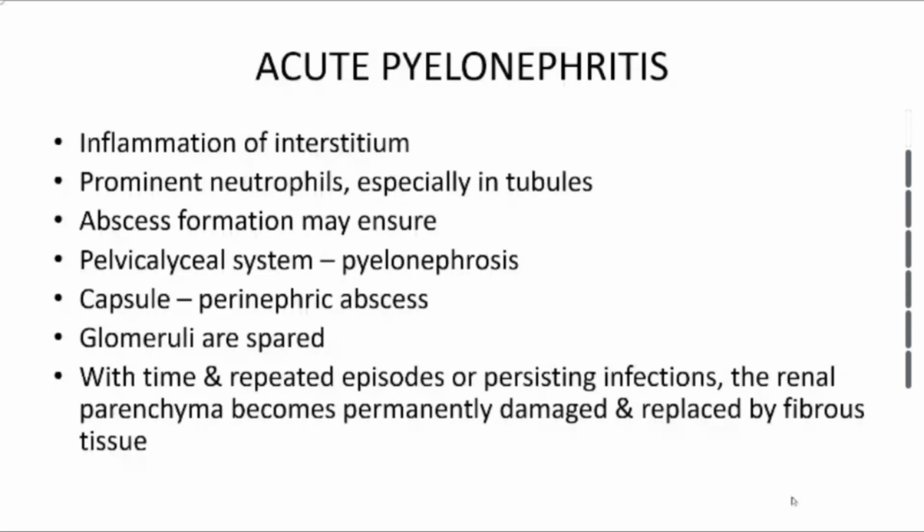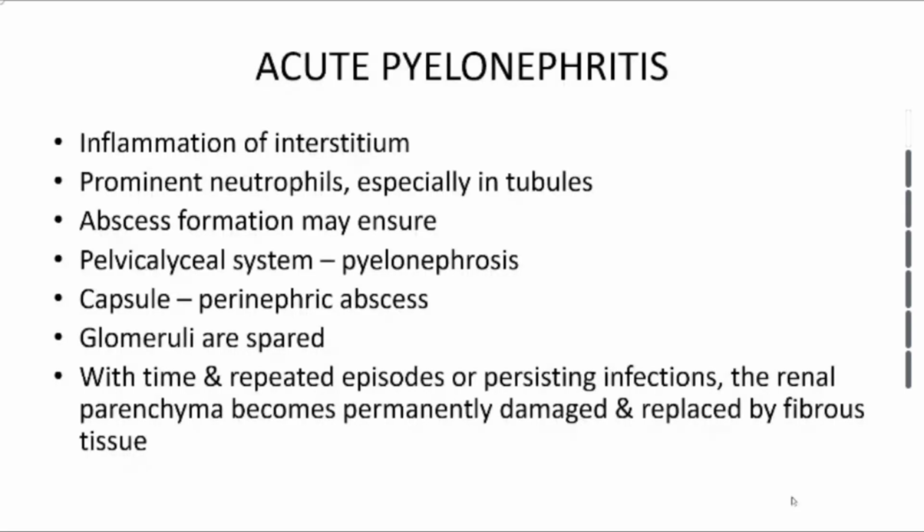Acute pyelonephritis is basically inflammation of the interstitium. When you look under the microscope, you see a lot of neutrophils, prominent neutrophils especially in the tubules. If you look at the walls of the tubules, you see a lot of neutrophils. There may even be abscess formation. An abscess is an accumulation of pus. You can have an abscess within the kidney if you don't control this infection.